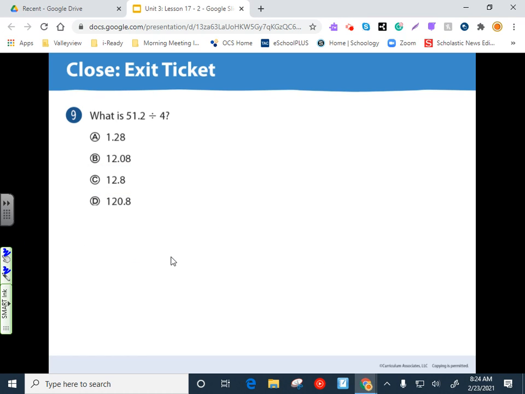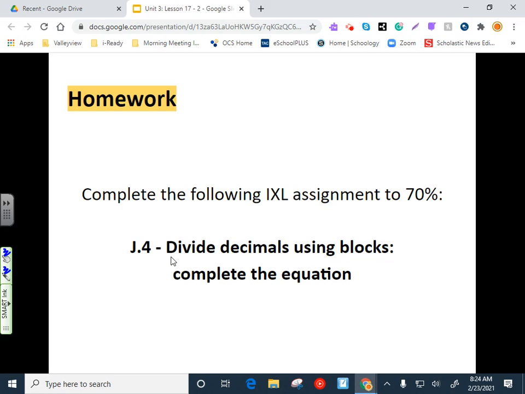All right, so your homework is IXL J4, divide decimals using blocks, complete the equation. Another one that uses models to kind of help you get your answer.